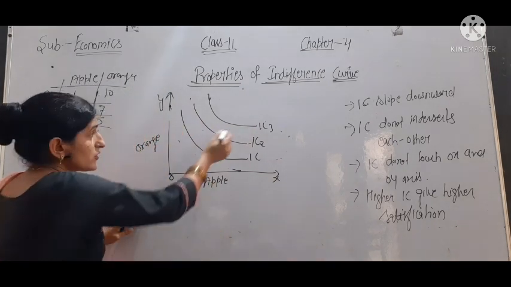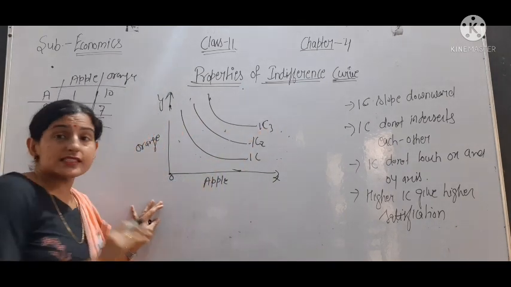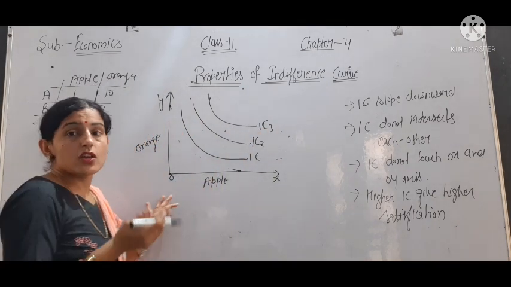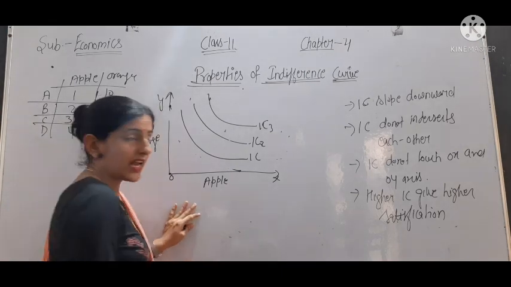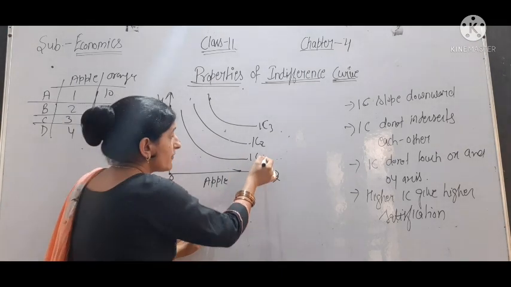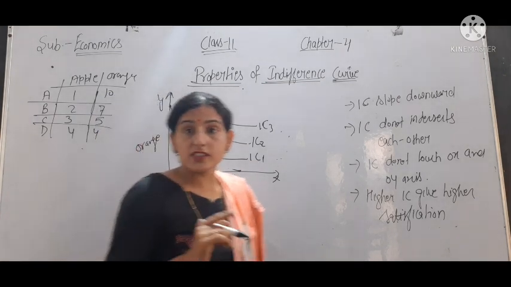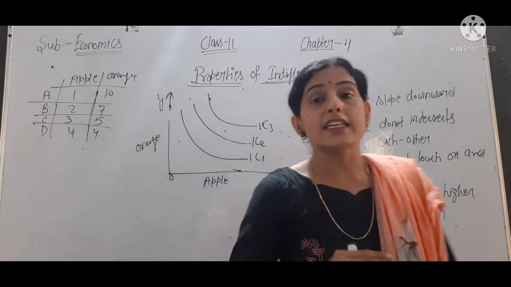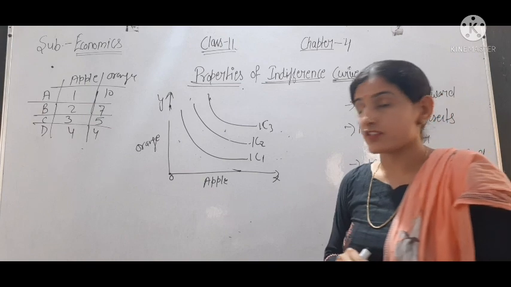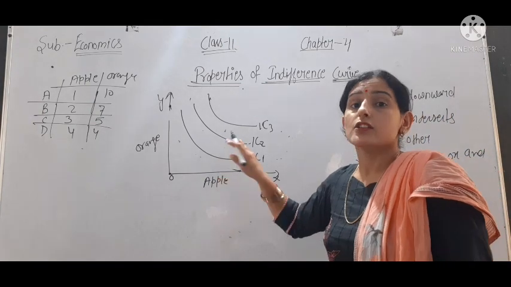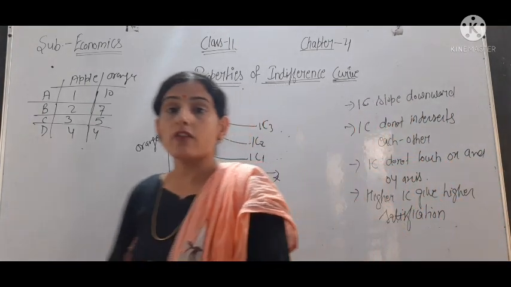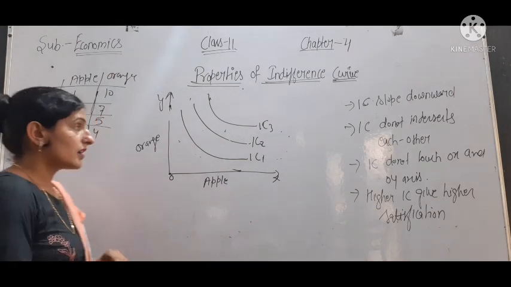If consumer is on this IC3, it means he is getting more satisfaction, higher level of satisfaction. And if consumer is on indifference curve 1, IC1, then he is getting low level of satisfaction. Okay, low satisfaction we can say. So higher indifference curve give higher satisfaction to the consumer.